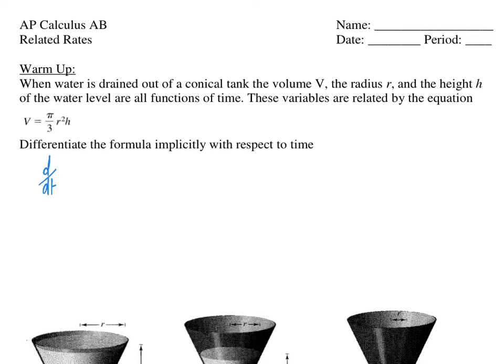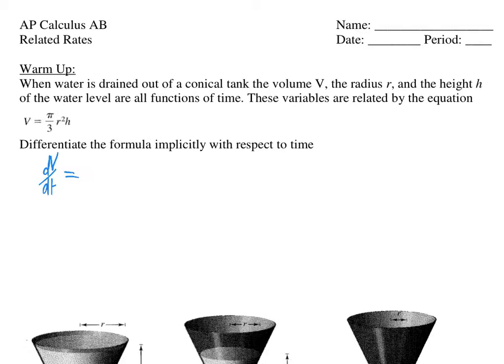All right, so if we're taking the derivative of this volume formula with respect to time, what's the left-hand side going to look like? Yeah, dV/dt. All right, dV/dt. And then, what do we have to do with the right-hand side? Find the derivative. How? Is it product rule?